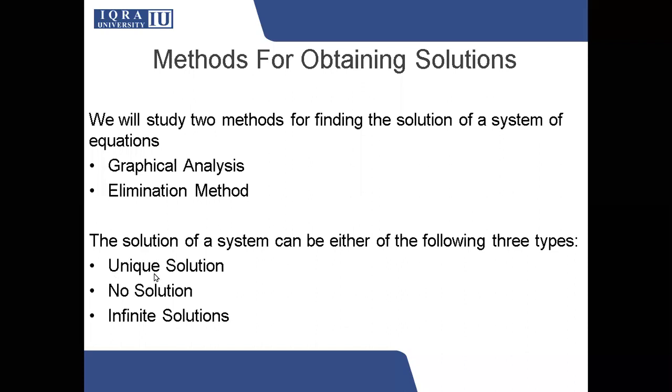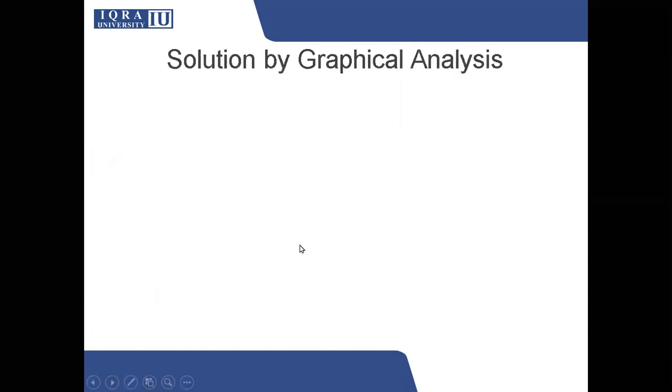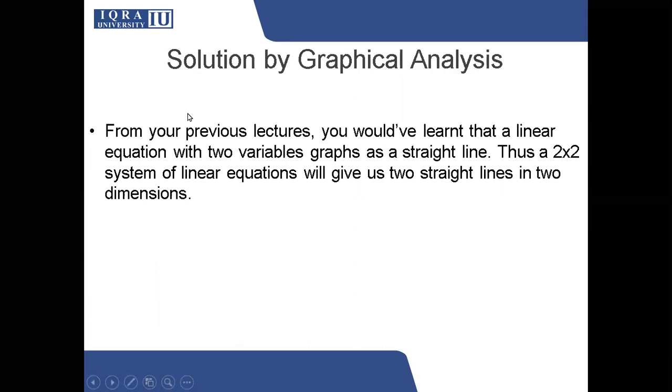So we'll be taking a look at the graphical analysis now, and we'll see how the three solutions present themselves in the graphical analysis method. What is the graphical analysis? From your previous lectures, you would have learned that a linear equation with two variables graphs as a straight line. So, for example, this is my y-axis, and this is my x-axis. If I were to draw a linear equation, it will graph as a straight line. It can be like this, like this, or whatever. But the important thing to notice is that it will be a straight line.